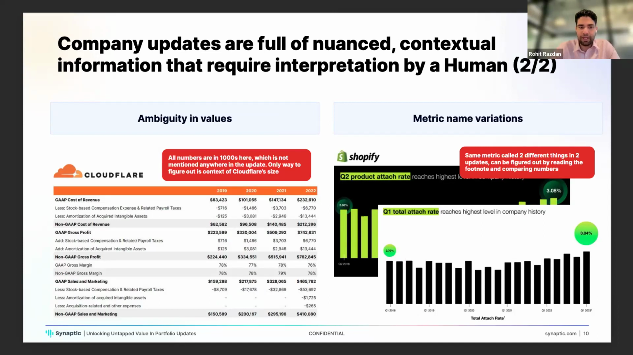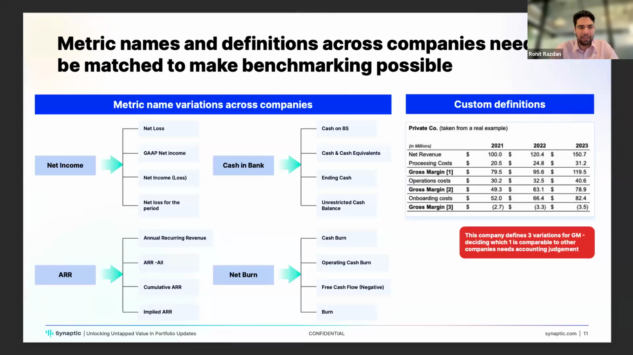If you look at Cloudflare, nowhere does it say that the numbers are in thousands, but you just know that from the context: this number does not make sense if I don't apply the 1,000 multiplier. Or in the Shopify report, in the same report, the same metric is called two different names. You can't have an AI automate this, right? The way we disambiguated this was we looked at the graph and saw that the metric values and the graph are the same, so it's probably the same metric, and we have high confidence that it's the same metric name.